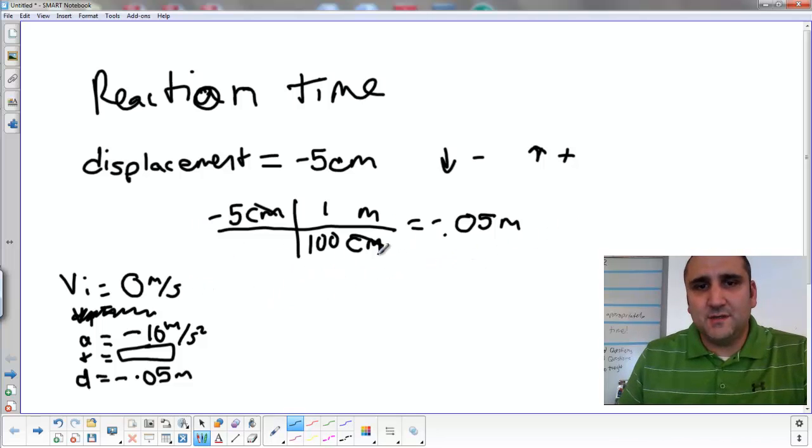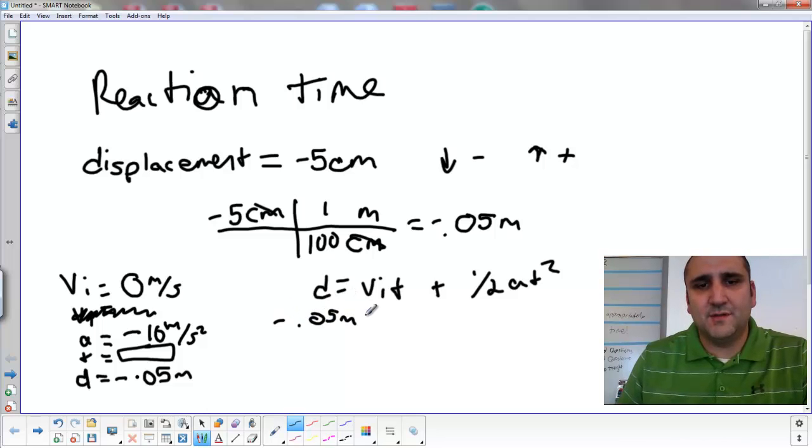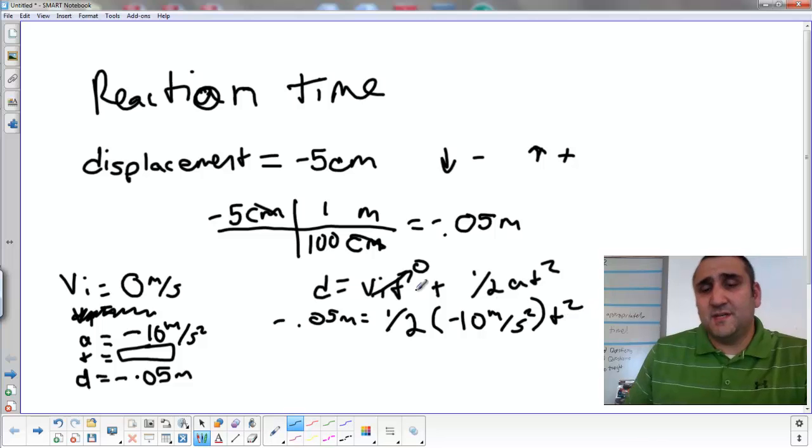The next little piece is Chris should have this equation written down. D equals VIT plus 1/2 AT squared. And D stands for displacement, and we're just going to fill in what we have here to what matches and corresponds in this equation. So negative 0.05 meters equals VI, which is 0, times T, so anything times 0 is going to equal 0. So it's kind of irrelevant, plus 1/2 A, which is negative 10 meters per second squared, times T squared. And all we're going to do is solve for T.